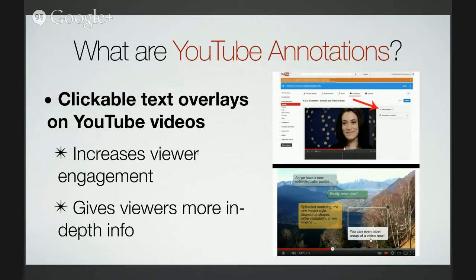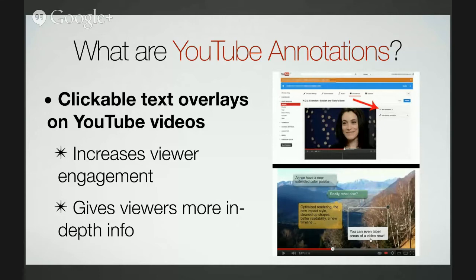For those of you who don't know, they're basically clickable text overlays on your YouTube videos. Now, they don't come standard, so they're not just there by default, and you probably know that if you have any videos on YouTube. But what you have to do is go into a special menu inside of your YouTube account to set these up. And we're going to go over how to do that just in a few minutes, so stick with me here, guys.